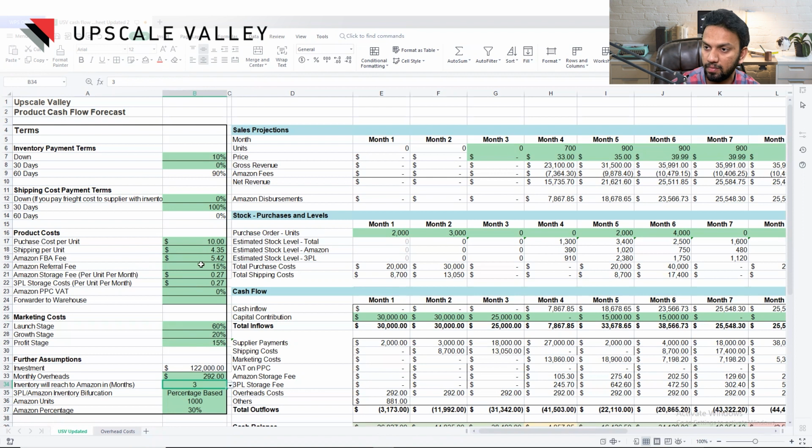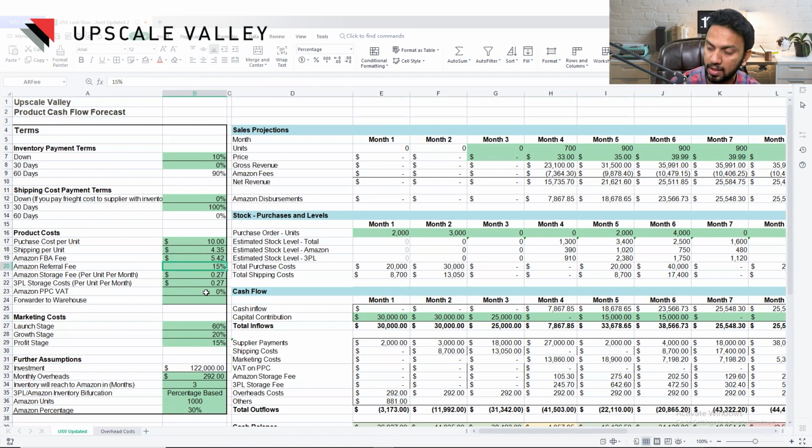And here is the FBA fee, here is the referral fee. Sometimes in some cases Amazon charges 8% only, so you need to be aware of that. Here are the Amazon storage charges, and here are the 3PL storage charges. And just for reference, I have put the same values here. And then let's say you are going to launch your product in the UK.